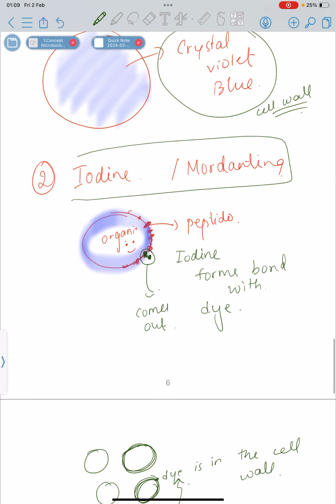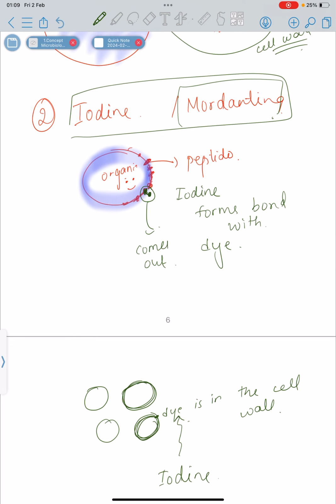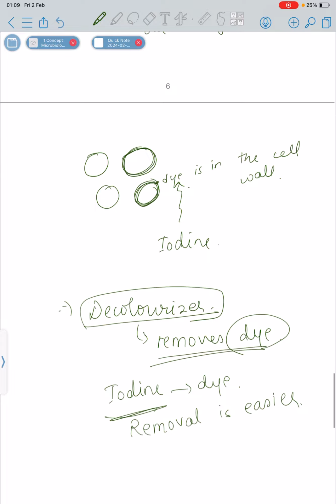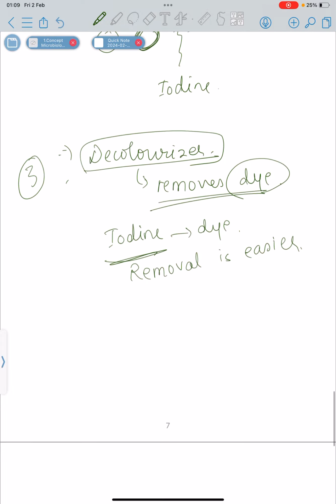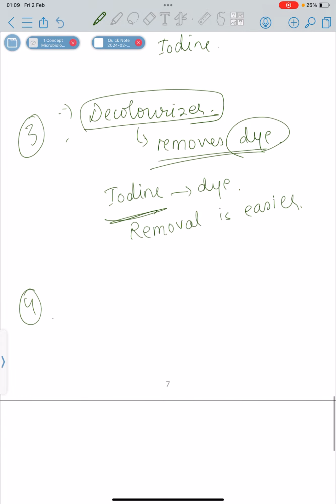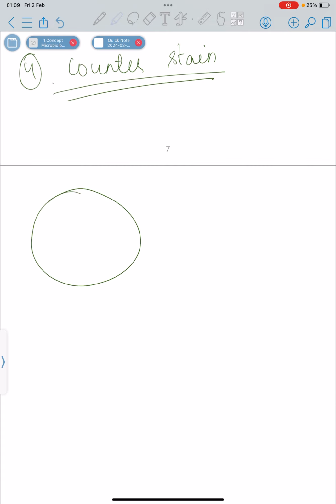Second is putting iodine. The step is called mordanting, in which the iodine forms a strong bond with the dye. Third step would be decolorizing. Okay, and the fourth and the ultimate step would be to put a counter stain. Now I'll make it very clear. Firstly, we put crystal violet blue dye. Secondly, we put iodine, which formed a bond.